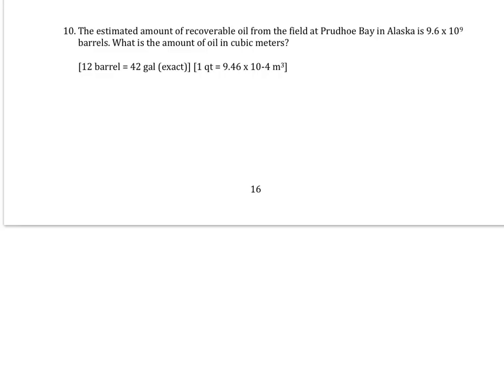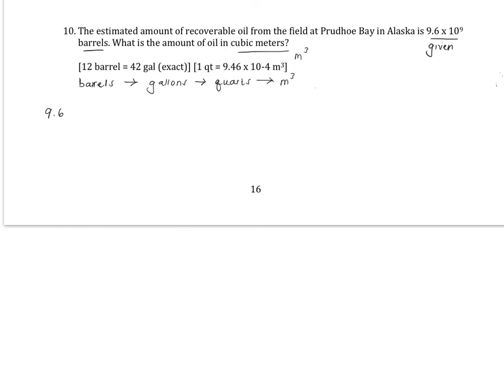In the last problem of page 16, we are given 9.6 times 10 to the 9th barrels of oil. And let's go ahead and write our pathway for solving this problem, because we want to end up with meters cubed. We start off with barrels of oil, and we're going to go to gallons. And from gallons, we're going to go to quarts. And from quarts, we're going to go to meters cubed.